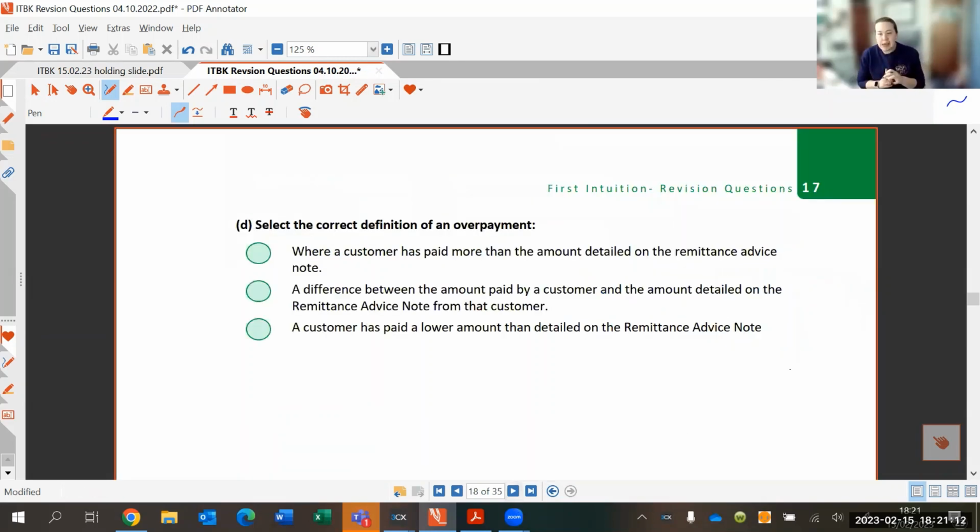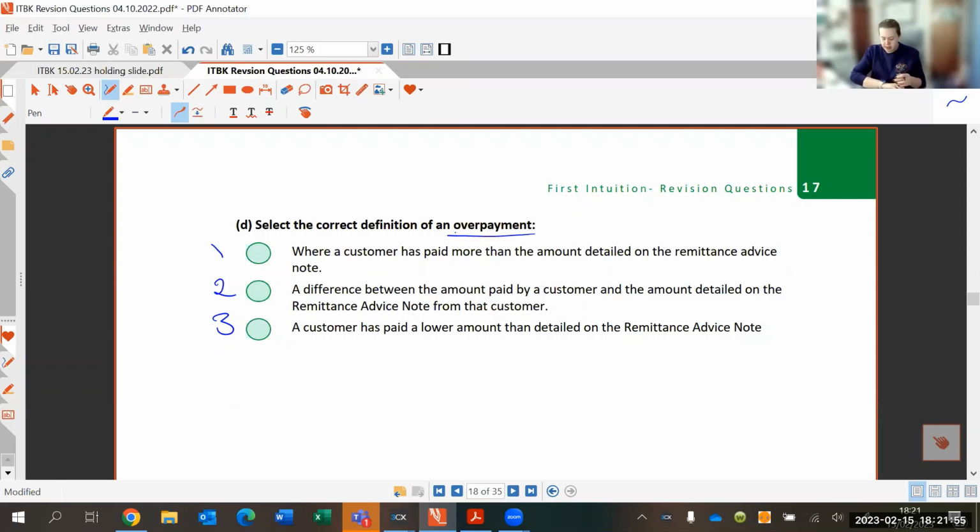Right, we've got one last bit here to do, and we've got some definitions. Select the correct definition of an overpayment. I'll number these up so it's easier. The first one says: where a customer has paid more than the amount detailed on the remittance advice note, or a difference between the amount paid by a customer and the amount detailed on the remittance advice note from that customer. The other: a customer has paid a lower amount than the amount detailed on the remittance advice note. So what do we think? Which one of those is an overpayment?